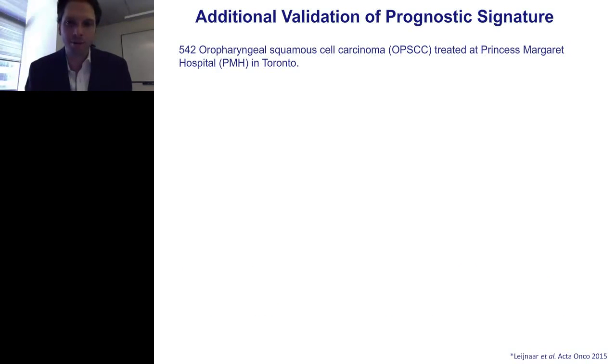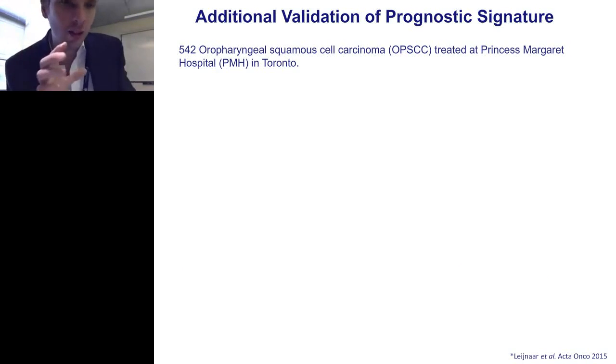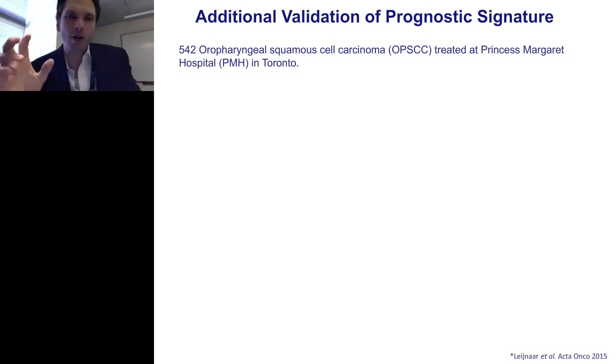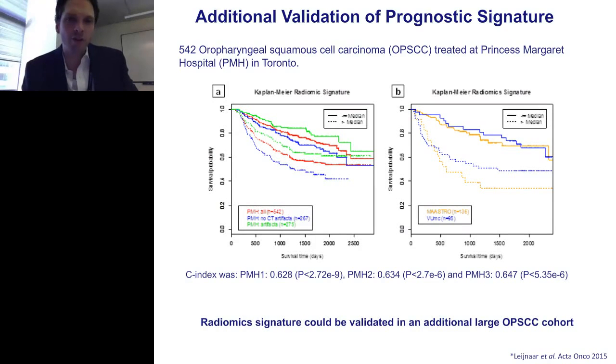All right, so what we then did is, we had this signature which was developed years ago, right? So we took that signature and went to Princess Margaret Hospital in Toronto, where we had access to a data set of over 500 patients, also with head and neck cancer. And again there, without going too much into detail, we showed that the signature had significantly prognostic performance and also outperformed the standard metrics, really demonstrating the robustness of this radiomic signature.